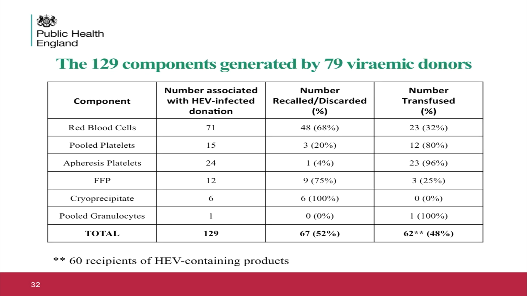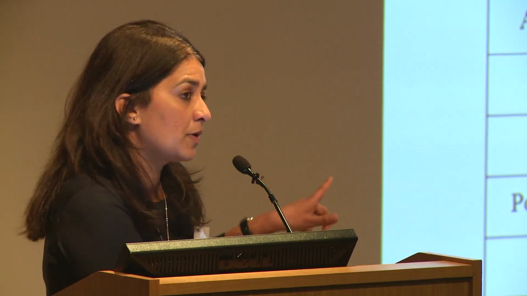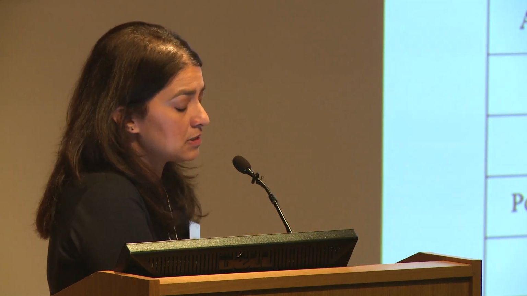So we had 79 viremic donors, and they generated 129 components. It was a whole range: red blood cells, pooled and apheresis platelets, FFP, cryoprecipitate, and pooled granulocytes. Under the ethics that we held for the study, if any of those components were still available when the HEV RNA result was known, they had to be discarded. So just over 50% of the components were discarded, but we did transfuse 62 of the infected components. Just to note, even though we had 62 components, we only had 60 recipients, because unfortunately 2 recipients received 2 lots of HEV-containing components.